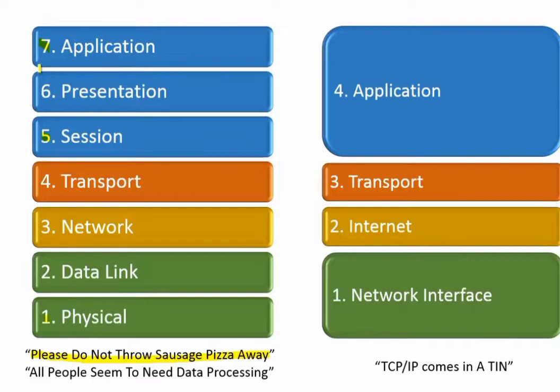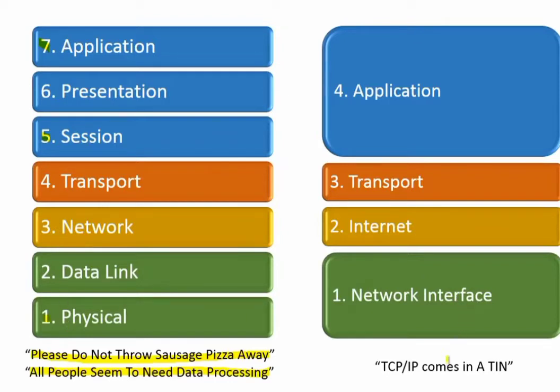Similarly, some people want to remember the layers from top to bottom, which is perfectly fine. If you want to remember it from top to bottom, then you have another mnemonic which says all people seem to need data processing. Well, it's up to you. You can do it the way you like, as long as you remember that the physical layer is layer 1 and the application layer is layer 7. Some people get confused when they remember it from top to bottom, thinking that application is layer 1. No, application is layer 7, physical is layer 1.